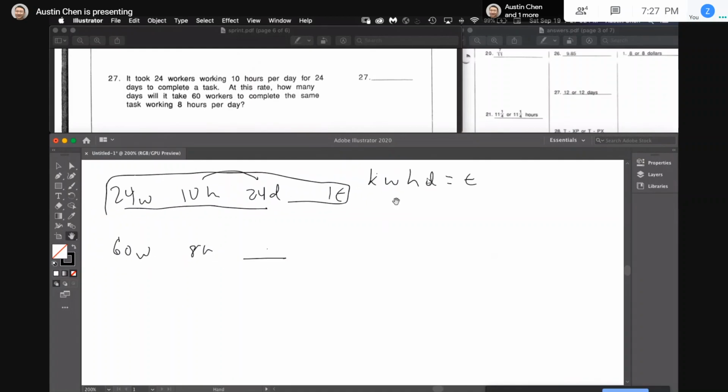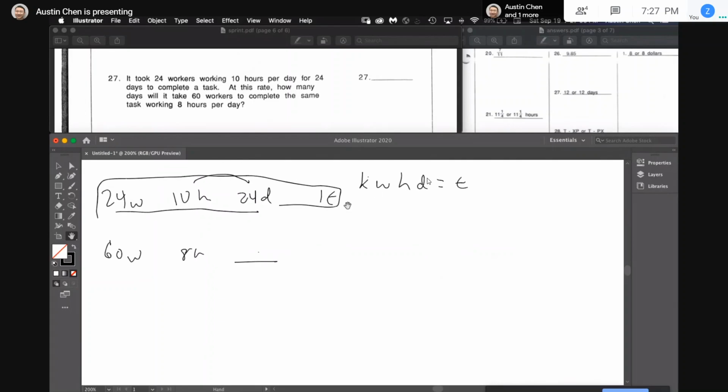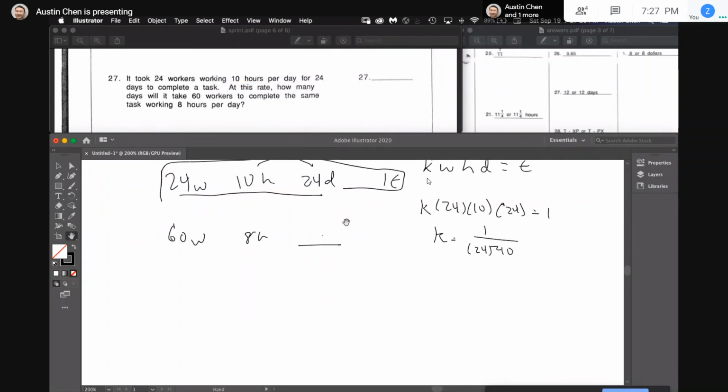So we can use that in our equation, and then we can solve for the proportionality constant k. So we would get k times 24 times 10 times 24 equals 1. So then we get k equals 1 over 24 squared times 10. Okay, and now we know k, we can use it to solve for this stuff right here.